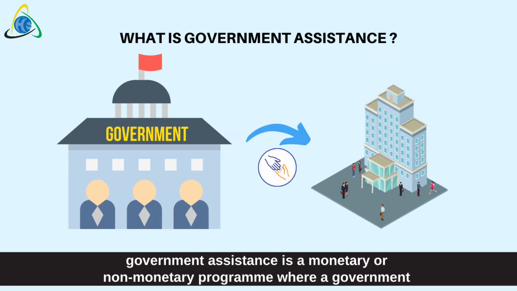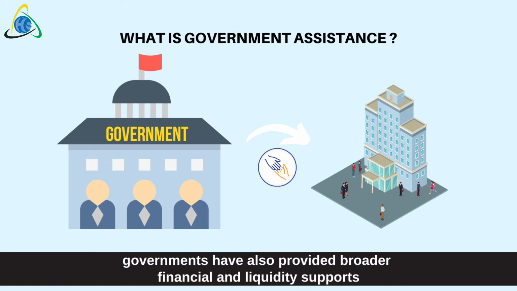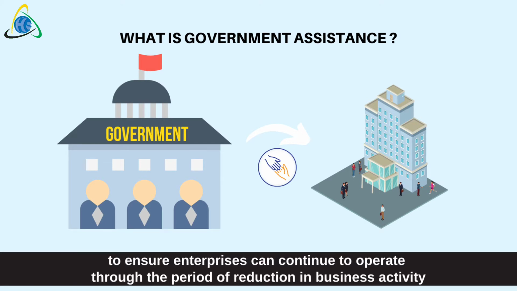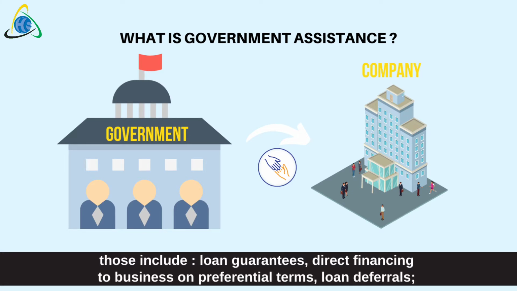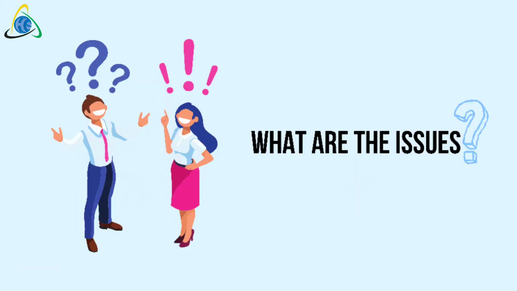What is government assistance? Government assistance is a monetary or non-monetary program where a government or other public authority provides a direct or indirect economic benefit to eligible taxpayers. Governments have also provided broader financial and liquidity support to ensure enterprises can continue to operate through the period of reduction in business activity. Those include loan guarantees, direct financing to business on preferential terms, loan deferrals, specific grants, and tax relief. So, what are the issues?